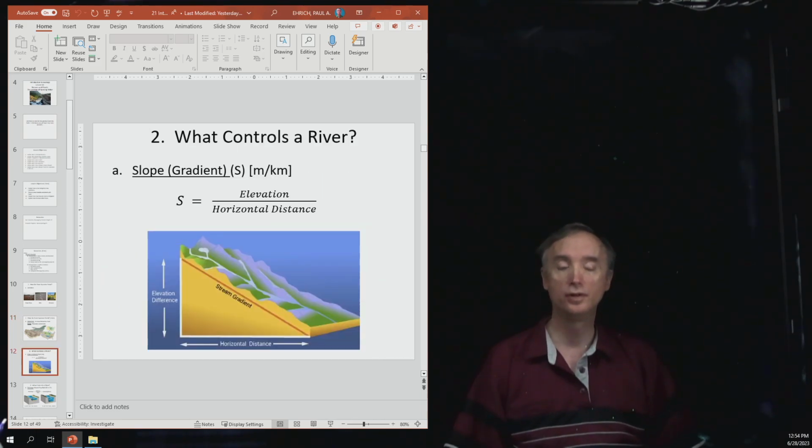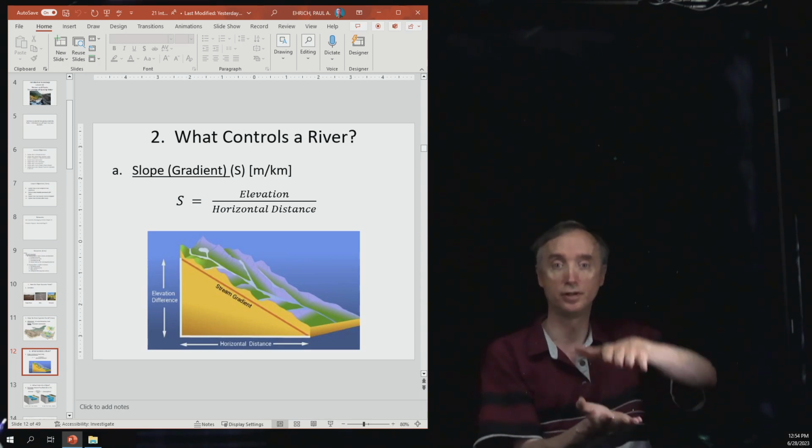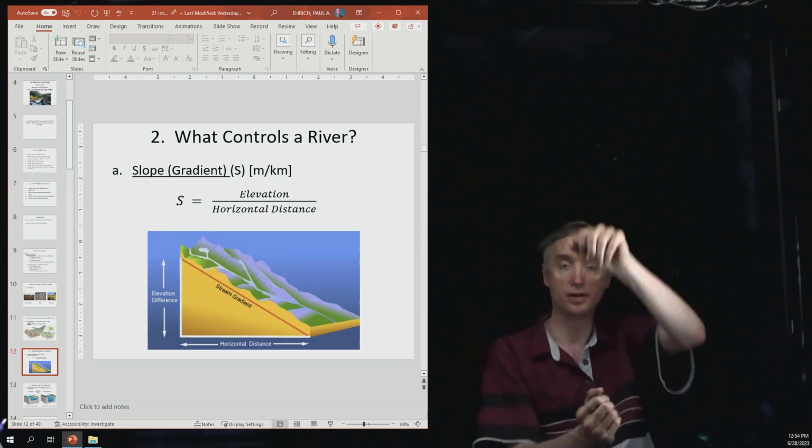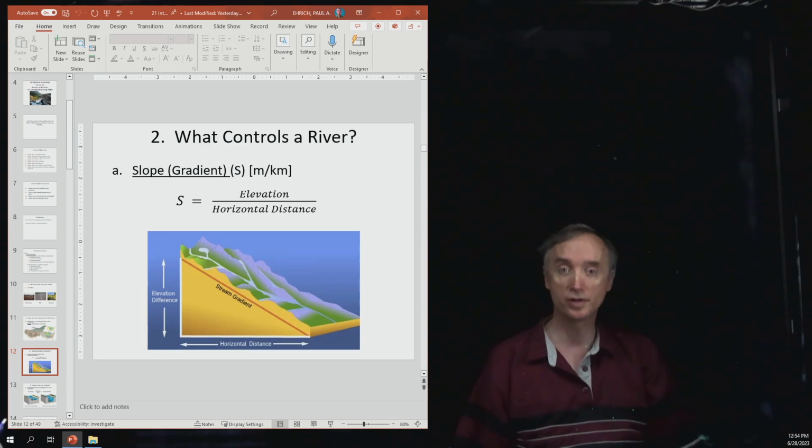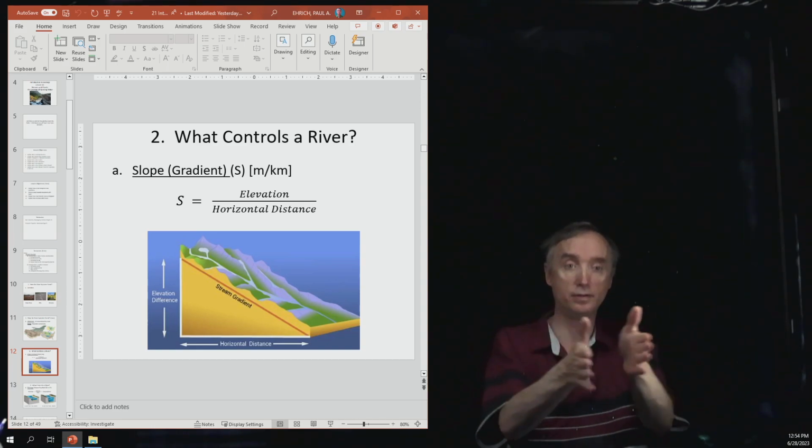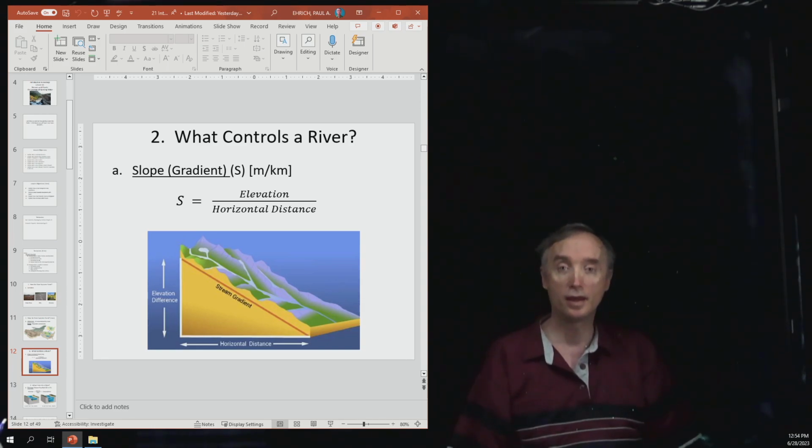Okay, you should know the definition of the slope of a river, which is also the gradient of the river, and you should be able to calculate mathematically the slope of a river. It's going to be the elevation distance divided by the horizontal distance, which is this distance here. It's exactly like the definition of slope that you know from geometry.